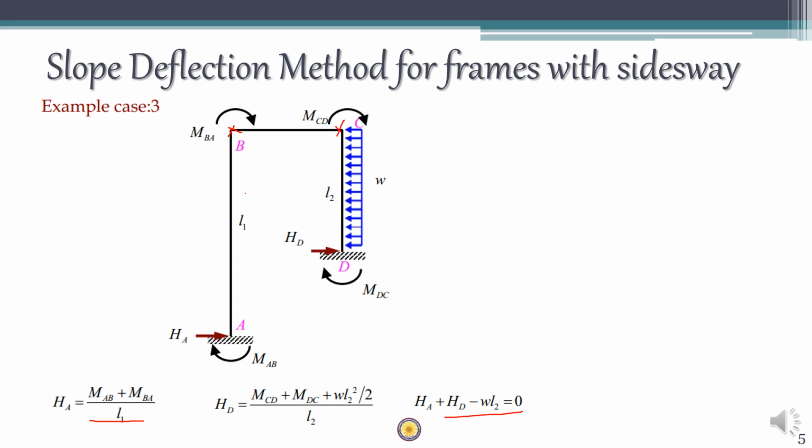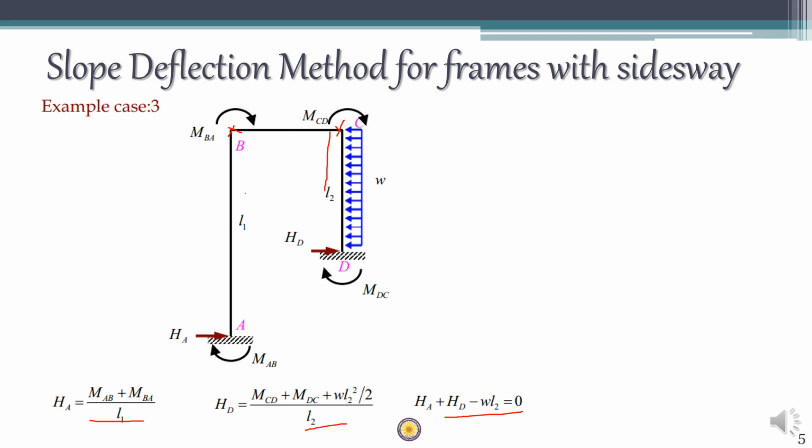So here you can see HD will cause an anti-clockwise moment, which is HD into L2, and the UDL W will cause a clockwise moment at C, which is nothing but W into L multiplied by L by 2, which is the length to the centroid. So WL square by 2 is a clockwise moment along with MDC plus MCD. So equating, we have HD is equal to (MCD plus MDC plus WL square by 2) by L2. Okay, so this is the general procedure.